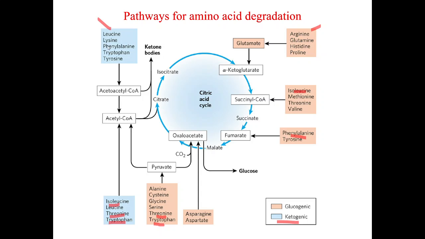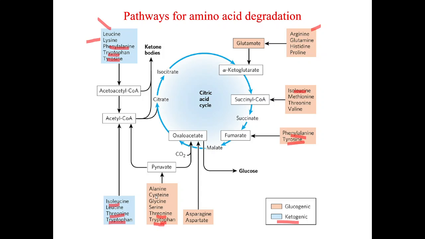Let's see whether we have phenylalanine. Phenylalanine we have here. Tryptophan we have here with the glucogenic. Tyrosine we have here. So these are both ketogenic and glucogenic. Let's see lysine. There is no lysine among the glucogenic. So lysine is strictly ketogenic.